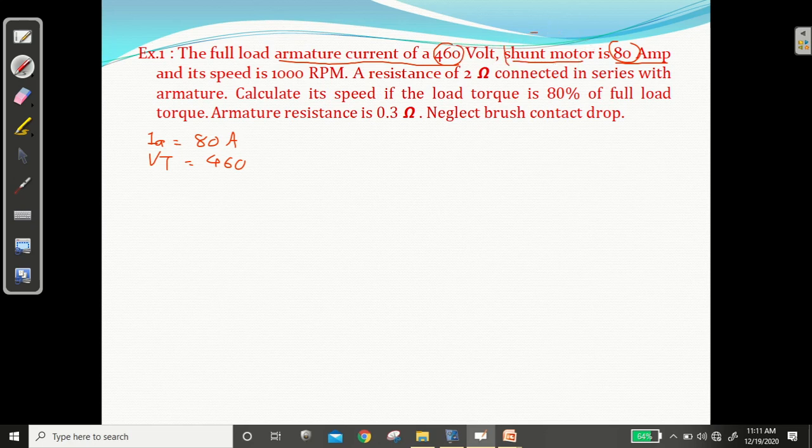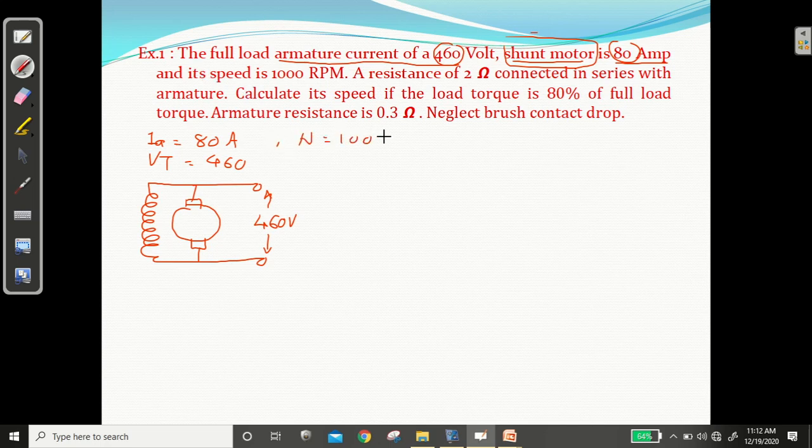Whenever any motor description is given, first it is better to draw the circuit. So this is the armature, this is the shunt motor, and this voltage is given as 460 volt. Its speed N1 is given as 1000 RPM.